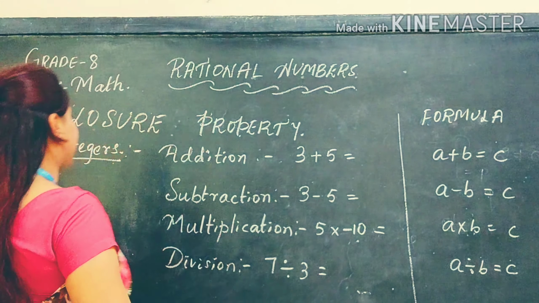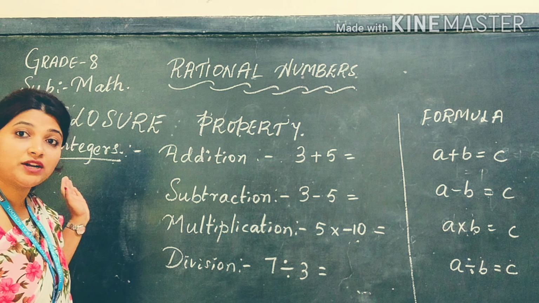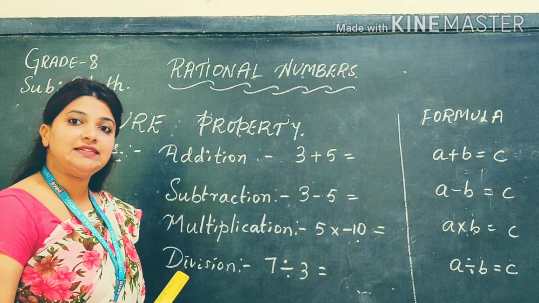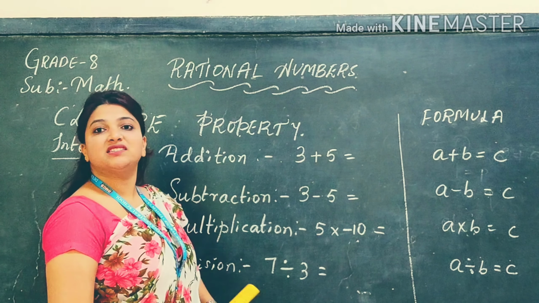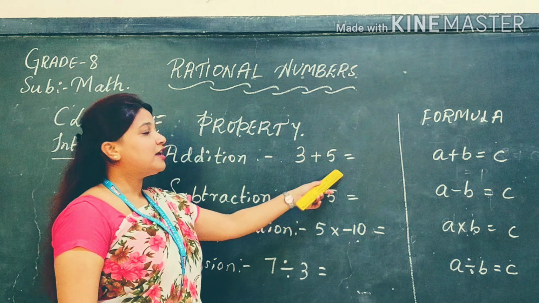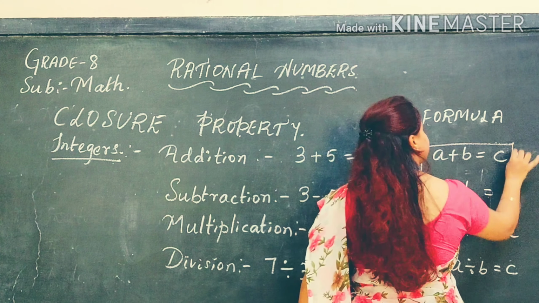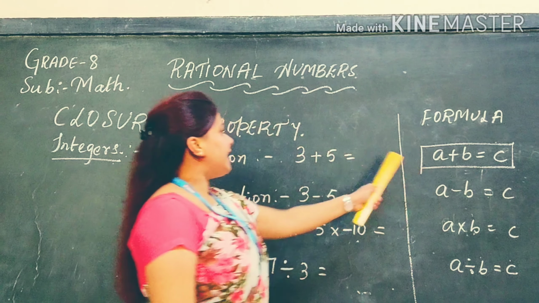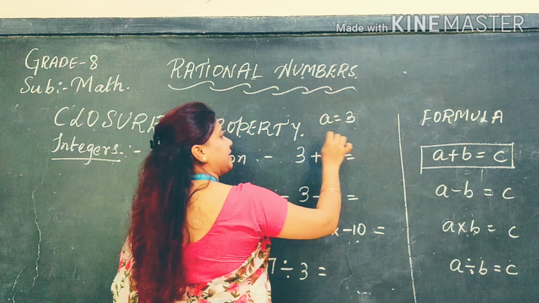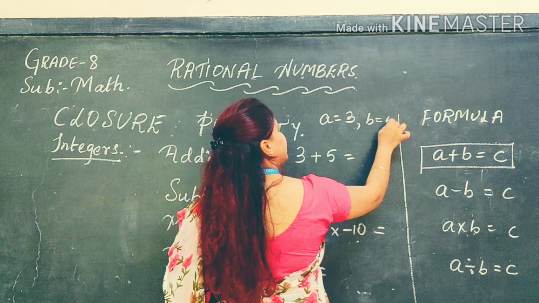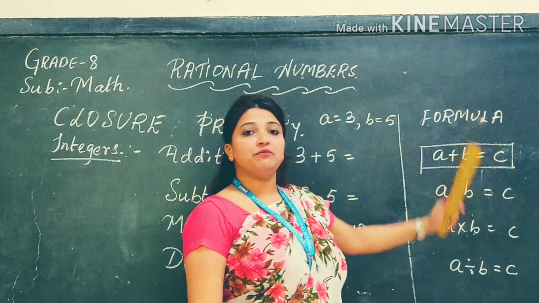First, addition of integers. I'm not talking about rational numbers; first, we are talking about integers. So for addition, I took one integer, 3, and I'm adding it with 5. My formula is A plus B is equal to C. Let A be 3 and let B be 5. A plus B should give me C.